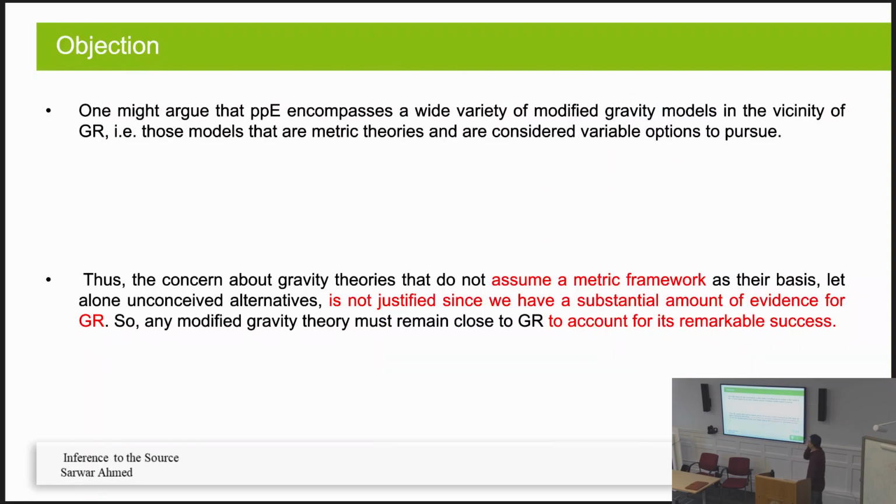Now, one might argue that the parameterized post-Einsteinian framework encompasses a wide variety of modified gravity models in the vicinity of GR, that is, those models that are metric theories and are considered viable options to pursue. The concern about gravity theories that do not assume a metric framework as their basis, let alone unconceived alternatives, is not justified since we have a substantial amount of evidence for GR. So any modified gravity theory must remain close to GR assumptions to account for this remarkable success, right?